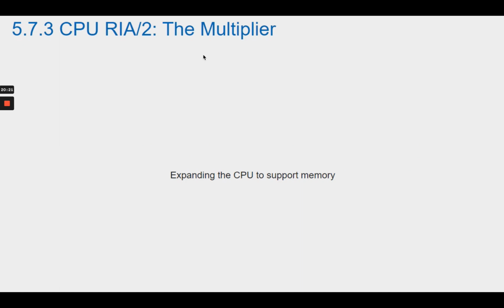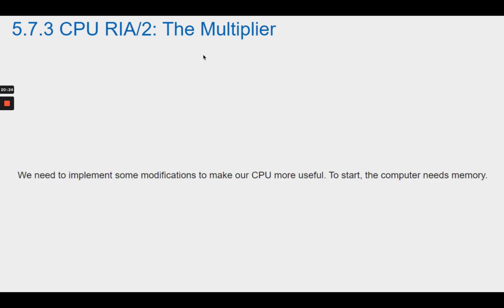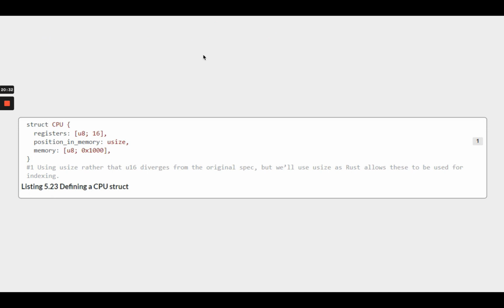Expanding the CPU to support memory. We need to implement some modifications to make our CPU more useful. To start, the computer needs memory. Listing 5.23, an extract from Listing 5.26, provides CPU RIA/2's definition. CPU RIA/2 contains general-purpose registers for calculations, registers, and one special-purpose register, position_in_memory. For convenience, we'll also include the system's memory within the CPU struct itself as the memory field.